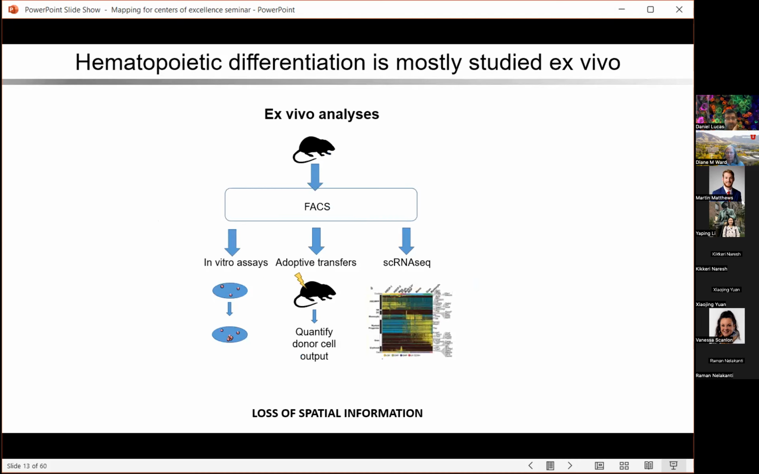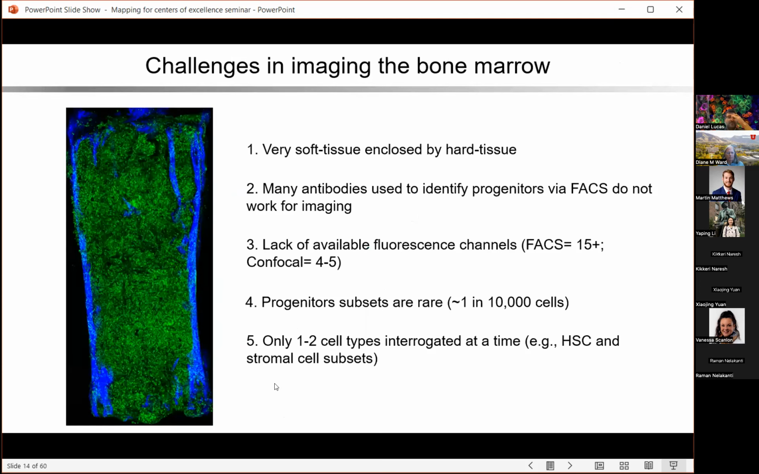And to me, something that always frustrated me when I was training was that hematopoiesis has always been studied ex vivo. You purify your cells from a mouse or a patient, do flow cytometry analysis, and then do either in vitro assays to assess function or transplantations to quantify the output of the cells, or omics. But in all these experiments, there is a loss of spatial information. And this is because traditionally it has been very, very difficult to image the bone marrow.